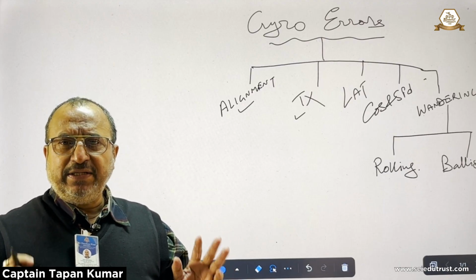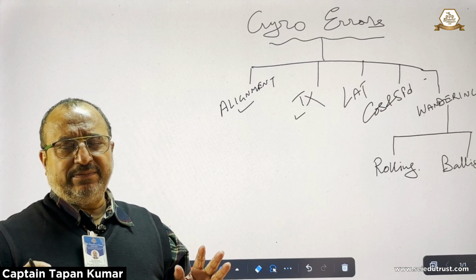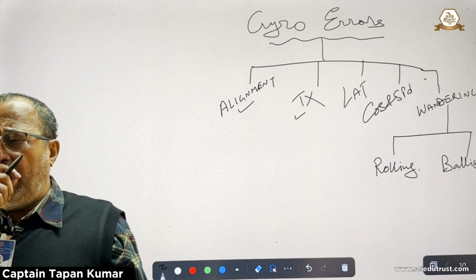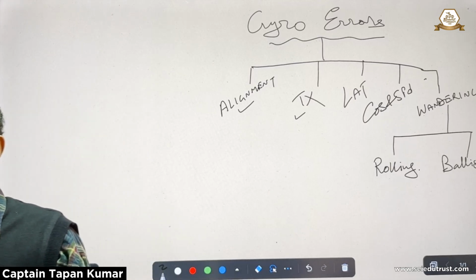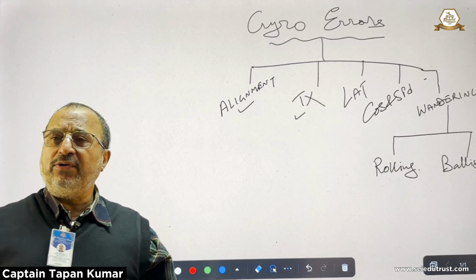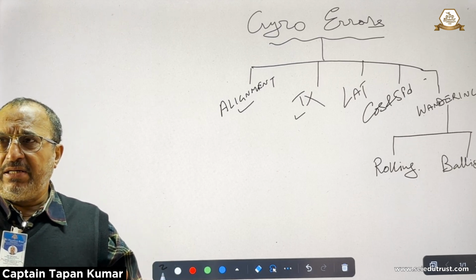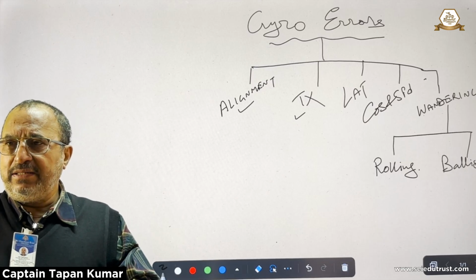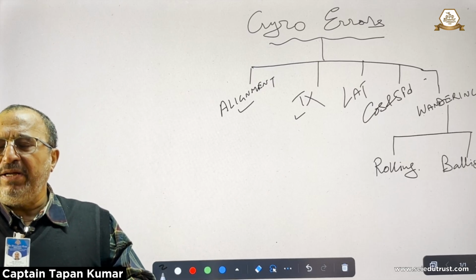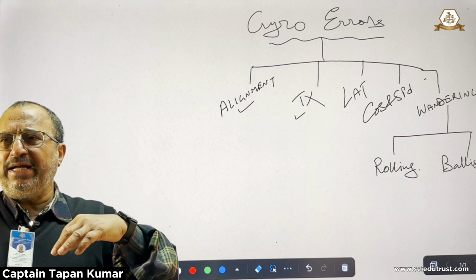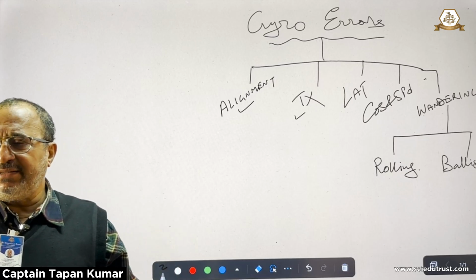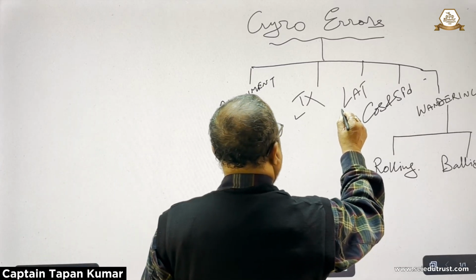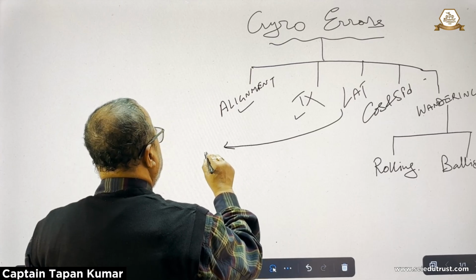But this error is prominent only in those kinds of gyro where the gyrocompass is north-seeking with a bottom heavy arrangement, and if it is a top heavy arrangement, this error doesn't arise. But anyway, latitude error is the same as damping error.